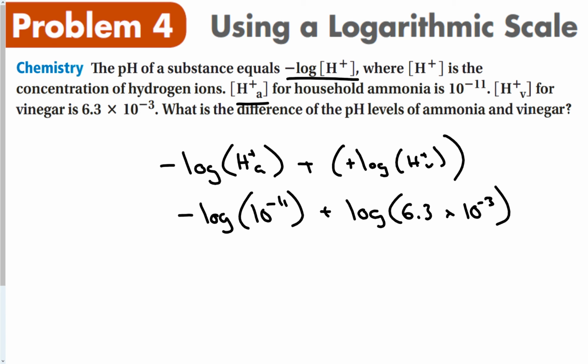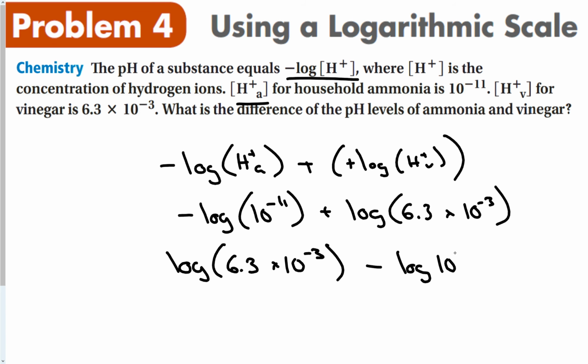Is there maybe a nicer way to do this? Let's flip these around. And minus the log of 10 to the negative 11th power. Well, maybe I could use my properties here and take this negative 11 and bring it to the front of this logarithm. So that turns into negative times negative 11 log of 10. That turns into a plus 11. And the log of 10 is actually just 1.